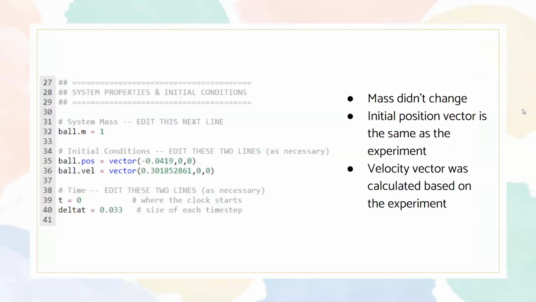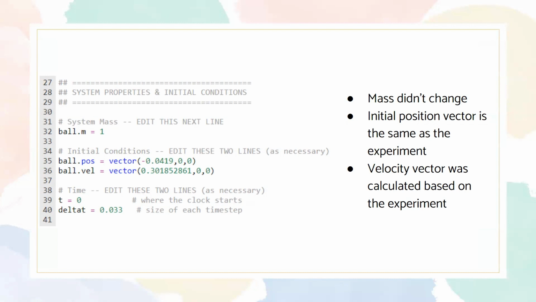So here starts the computational model. I didn't change the mass of the ball since when velocity is constant, mass doesn't really affect the constant velocity. I did, however, change the initial position vector and the velocity vector. So the initial position from the experiment was not 0, 0, 0. It was negative 0.041900, and this did affect things.